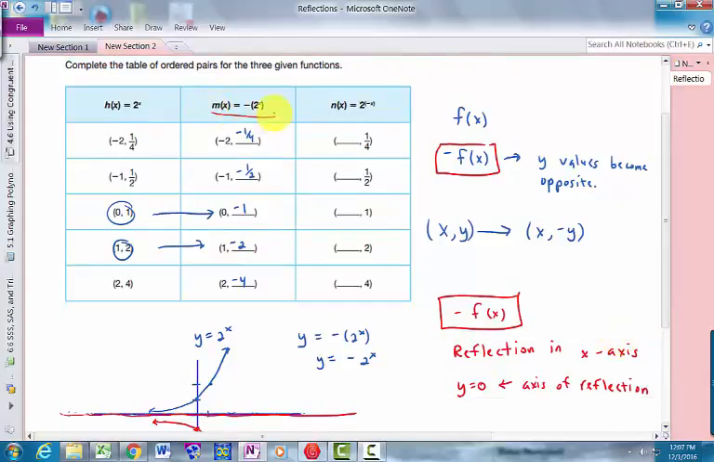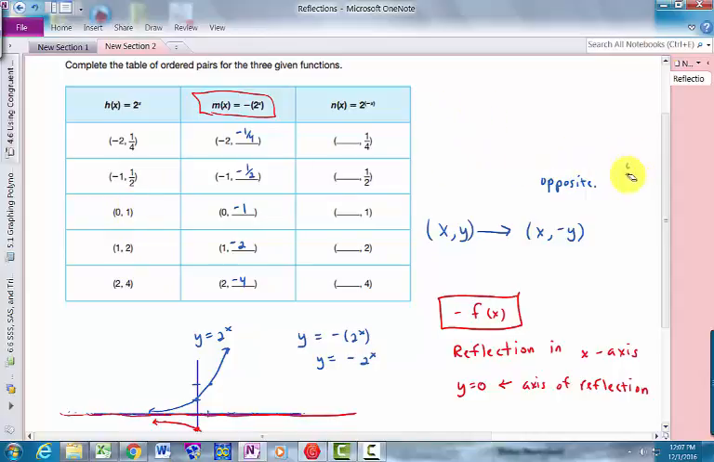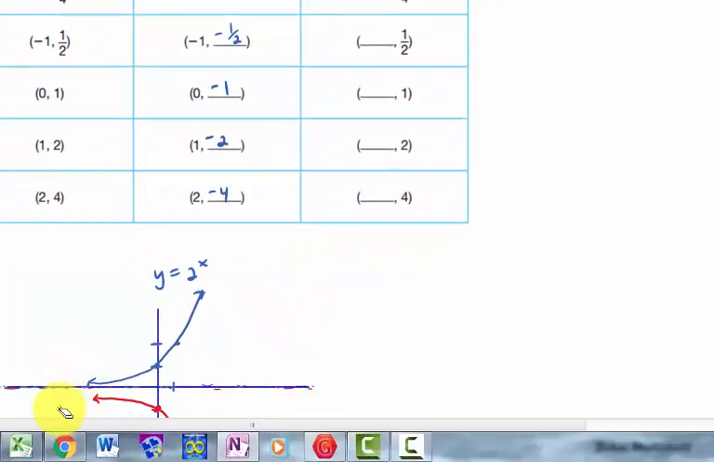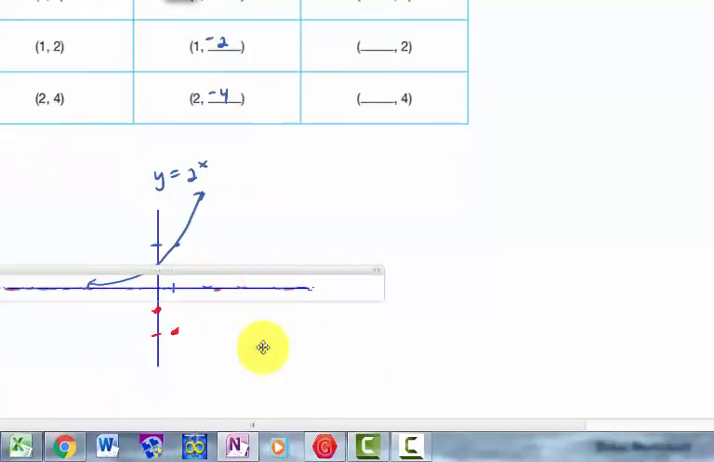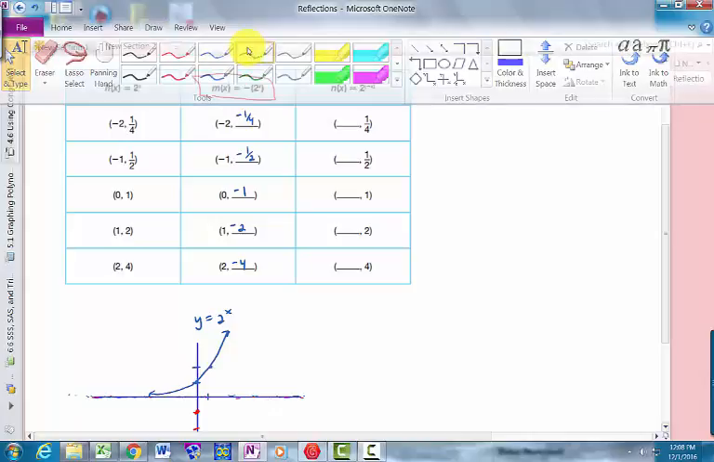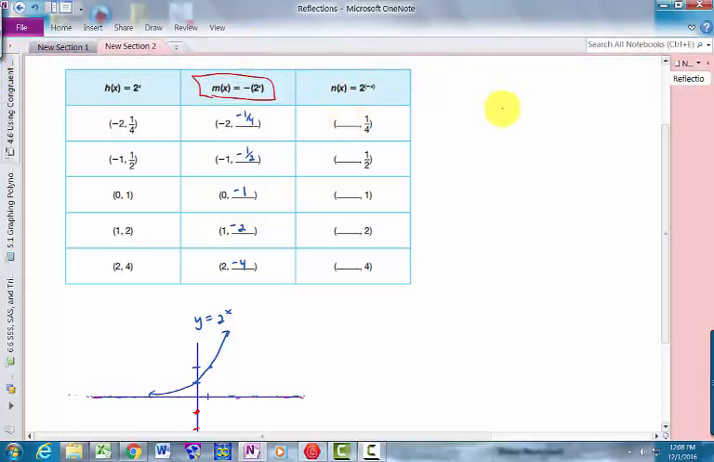Okay, so we're done with the first set here. We've already done m of x like so, which was just a reflection over the x-axis. Now let's take a look at the other one. Let's erase some of these things here. And maybe I'll even erase some of this stuff too, so we can kind of look at the new one. Okay, so let's do this one in green. All right, so now we're going to do 2 to the negative x.